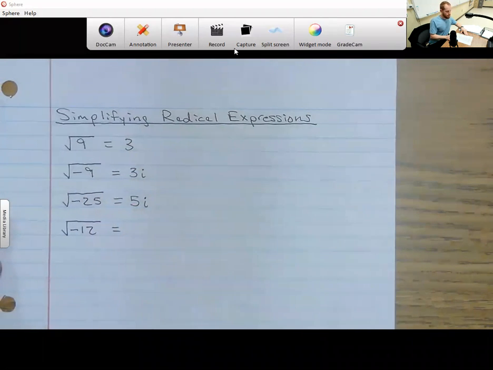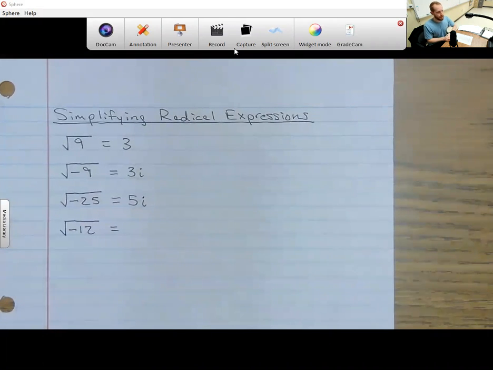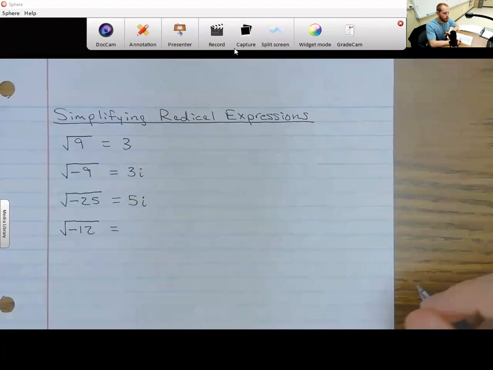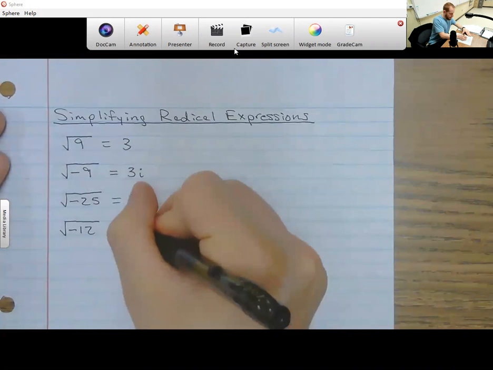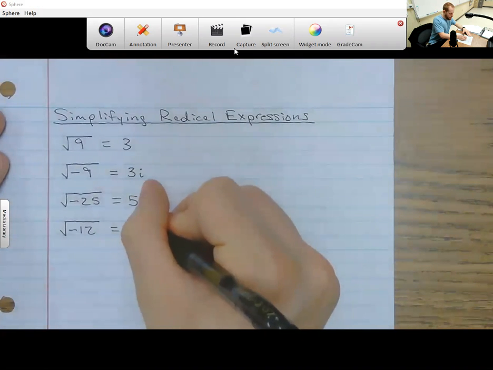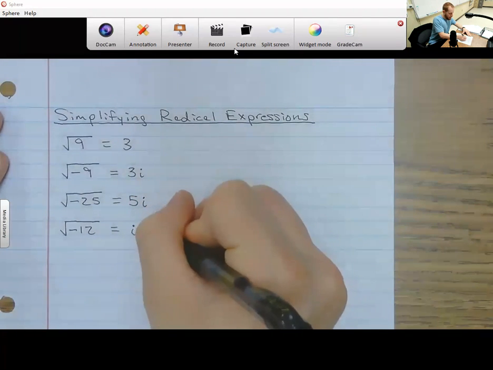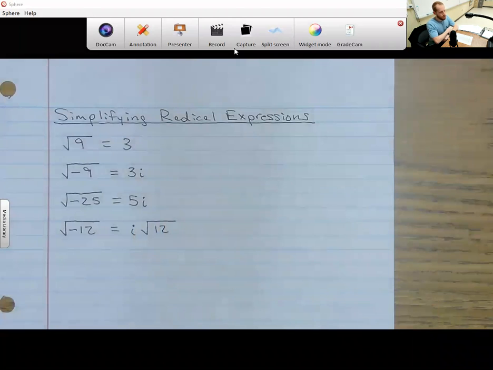So what would that be? Square root of negative 12. What I would do for this one is, since the number under the square root is negative, I would first start off by taking the negative out as an I. That's the very first thing I would do. So I would take the negative out as an I so that the new number under here is positive. So all I did so far was I took the negative out as an I.